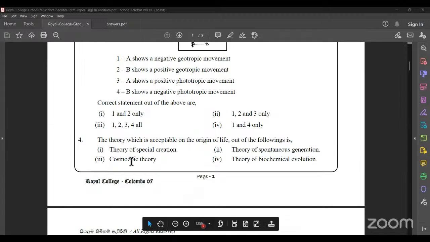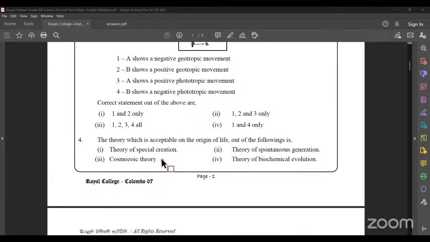So, let's go one by one. Theory of special creation, the fourth one. Yes, very good. So you have an idea about this. I'm so happy. So the fourth one is the answer. Theory of special creation means here people believed in ancient times that earth was created by a supernatural power. So obviously we don't accept that now according to science. So theory of special creation was not the answer.